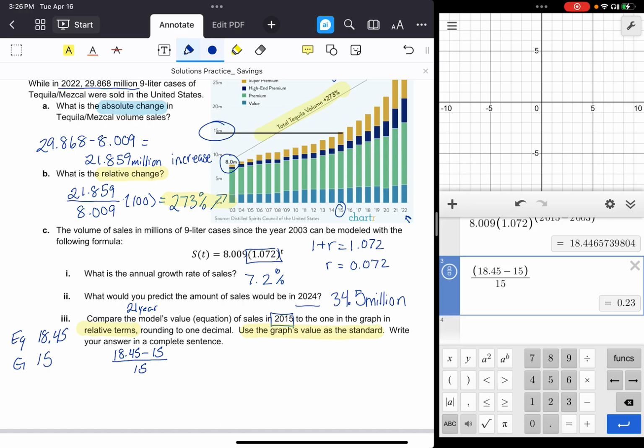All right, so we end up getting 0.23, which would be 23%. Now, when we do relative differences, we have a sentence because we can't just say increase or decrease. So I would say something like the model's value of sales is 23% more than the actual value from the graph.